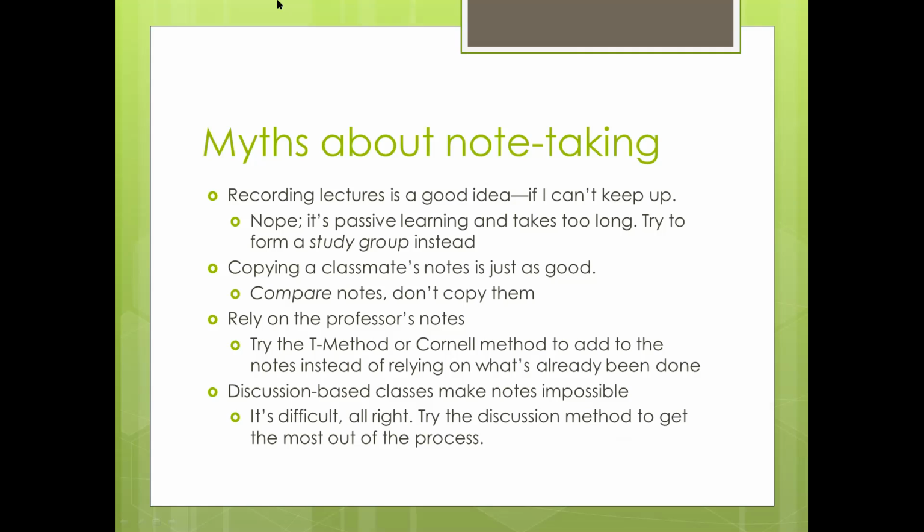Again, the T method or Cornell method may be a better way to add to extant professors' notes rather than relying on those completely. And discussion-based classes make notes impossible. Well, we already talked about this enough, and I admit this is a very difficult thing to do, but the discussion method or 3-column method of note-taking may help you get a little bit more out of the process if you have to take notes in a discussion style class.